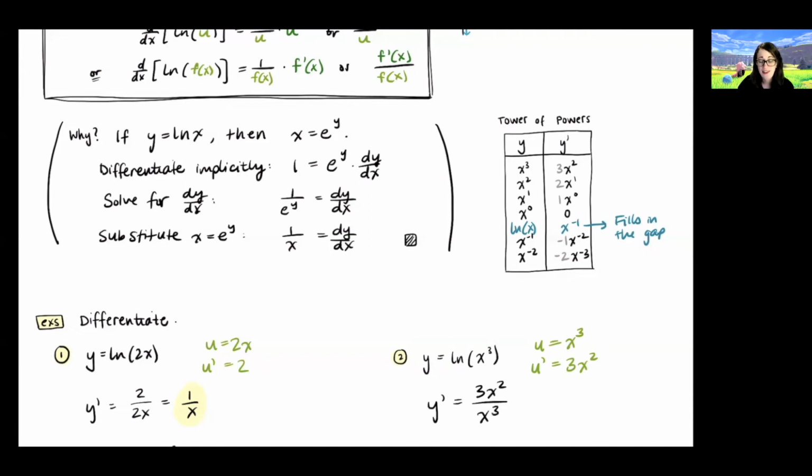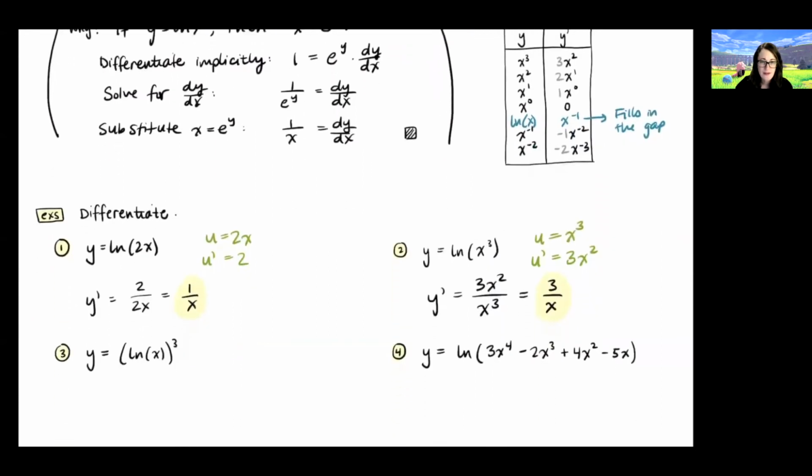Now, if we simplify this, which we can do in some cases, we can just cancel out some x's here. So up top, we'll just have 3, and in the bottom, we've got an extra x. So we'll have 3 over x as our derivative of the natural log of x cubed.